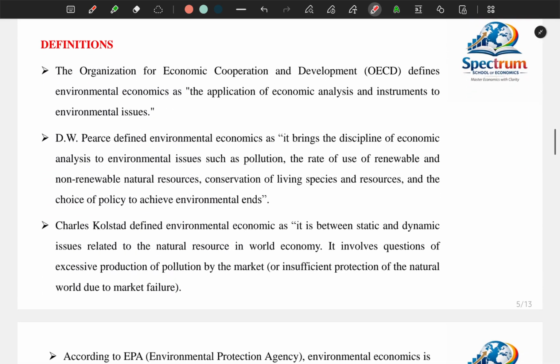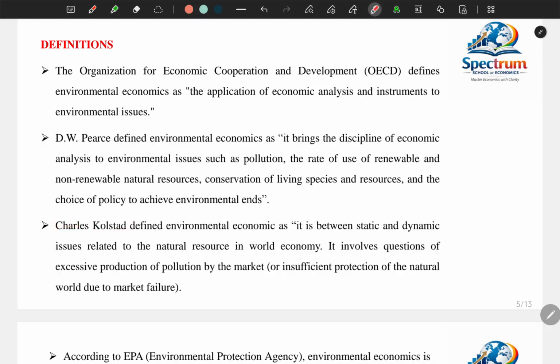Various definitions are given related to environmental economics. I will not explain them further, you can just read them, because competitive exams won't ask for definitions of this type. I will just give some hints, so you can take notes and study on your own. Here is the definition given by the OECD, which means Organisation for Economic Cooperation and Development. Then the definition given by D.W. Pearce. Then the definition given by Charles Kolstad.